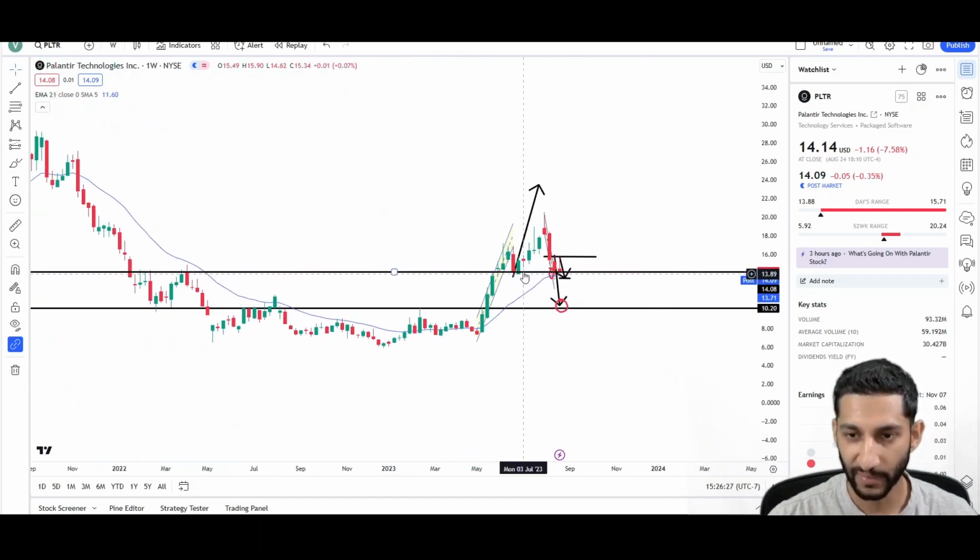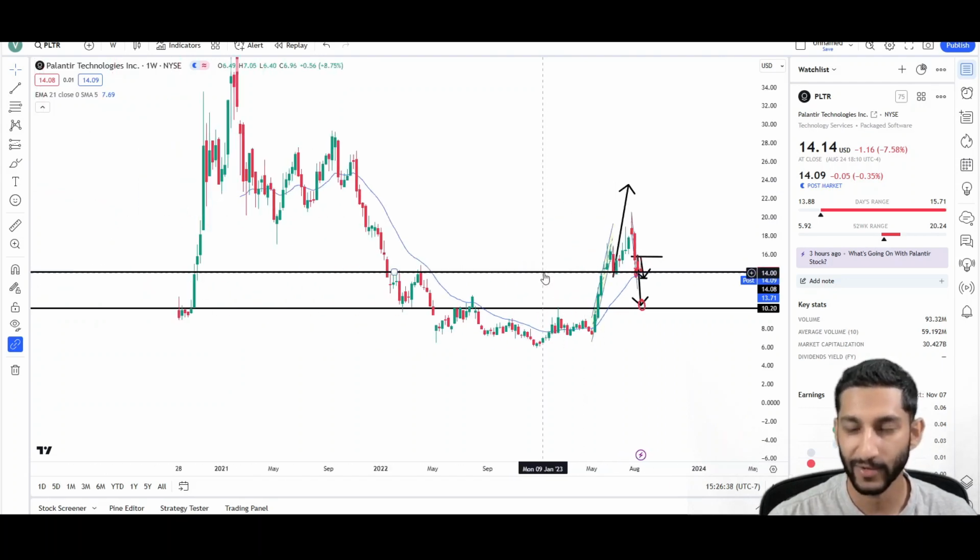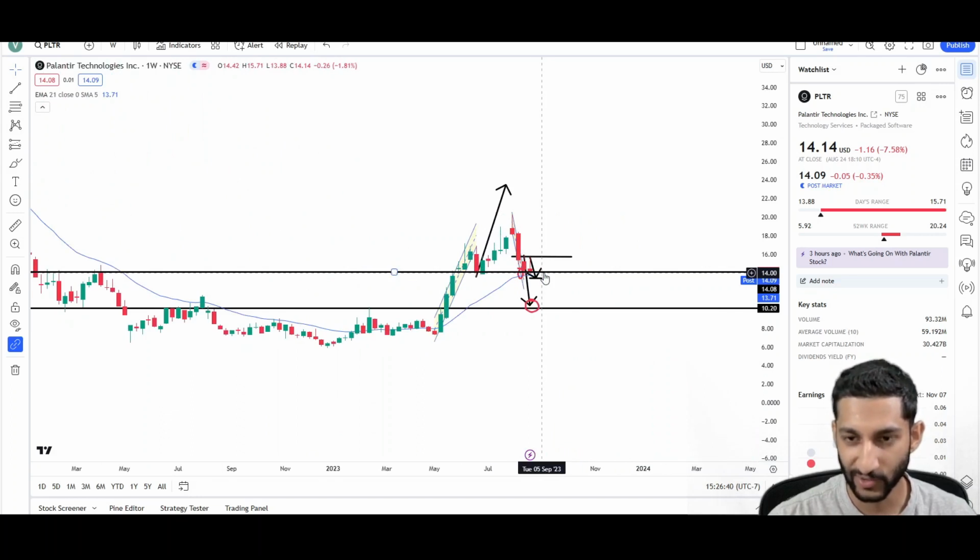The bulls not being able to reach the measuring target is not a good sign. We usually see a sharp move in the opposite direction. That's what we're getting right now. Palantir needs to defend this level right here. Obviously, I'm not the one who can control the market. It's what the price wants to do at the end of the day.